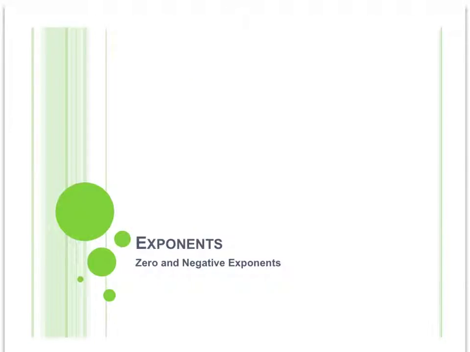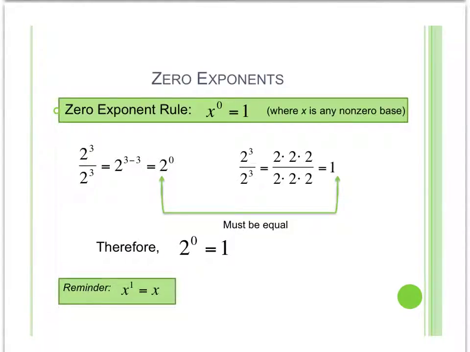In this section, we are looking at exponents and specifically zero and negative exponents. Let's begin by looking at the zero exponent rule. This rule tells us that any non-zero base raised to the 0th power will always be 1. So let's look at why this is the case.